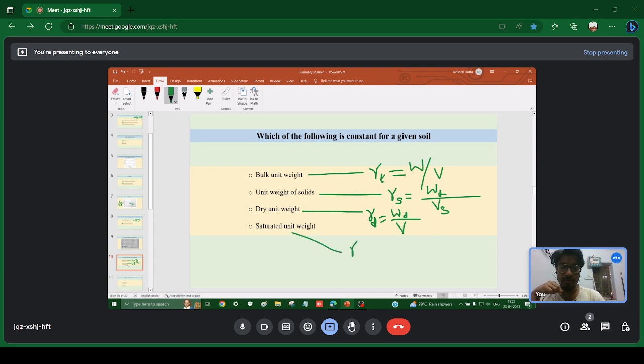And saturated unit weight is what? It is gamma sat. It is the saturated weight, W sat, divided by the volume of the solids. As we can see in these four options, in the first, third, and fourth option, we have V as the denominator.